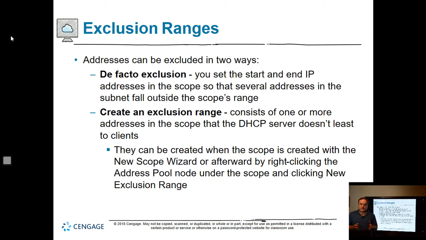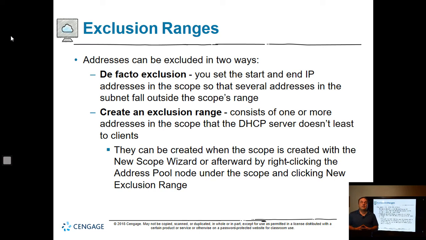Addresses can be excluded in a couple different ways. So you can have an exclusion list. This is going to be one of the things you'll be doing in your lab, actually. You can also create an exclusion range. So you can just have an individual IP, or you can have a range of IPs.